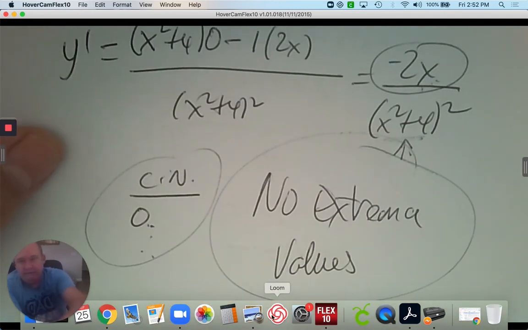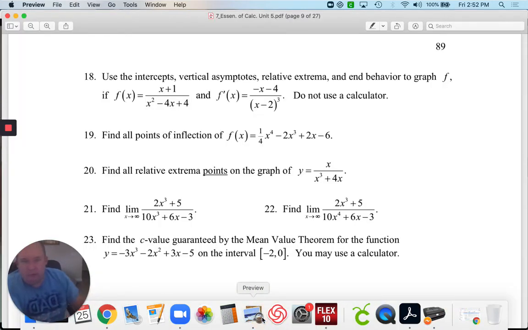21. Find the limit as x approaches infinity. That's the right-hand behavior of 2x cubed plus 5 over 10x cubed plus 6 subtract 3. So that's simply the right-hand behavior of that. The right-hand behavior is the power divided by the power. So it's 2 over 10, or 1/5.